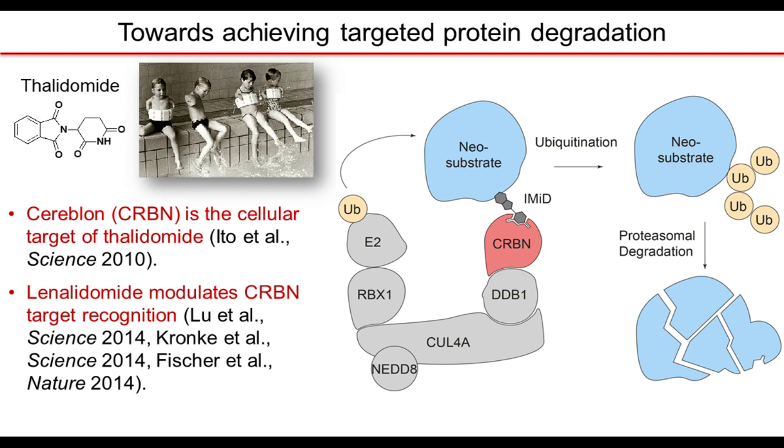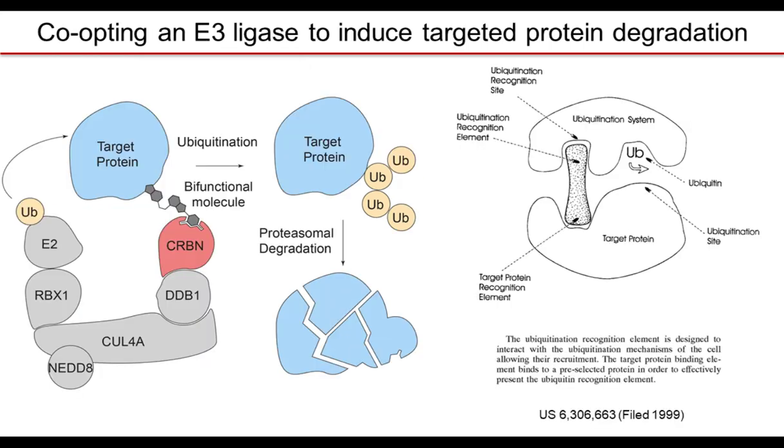What these investigators showed was, in fact, that there are many neosubstrates that are engaged upon treatment with an IMiD. Initially, they described Ikaros and Aiolos, two very important cell type-specific transcription factors that are degraded in multiple myeloma and MDS contexts. This leads to the anti-neoplastic activity of lenalidomide in this context.